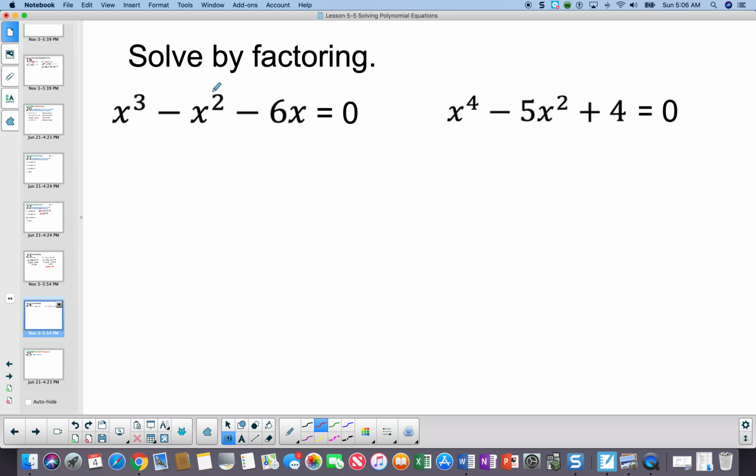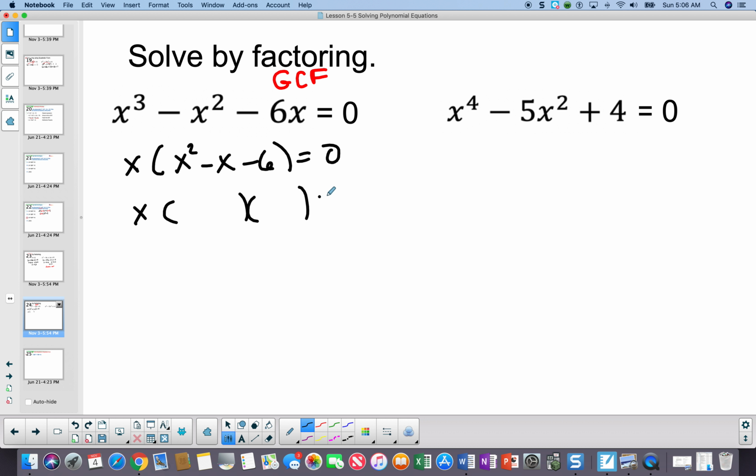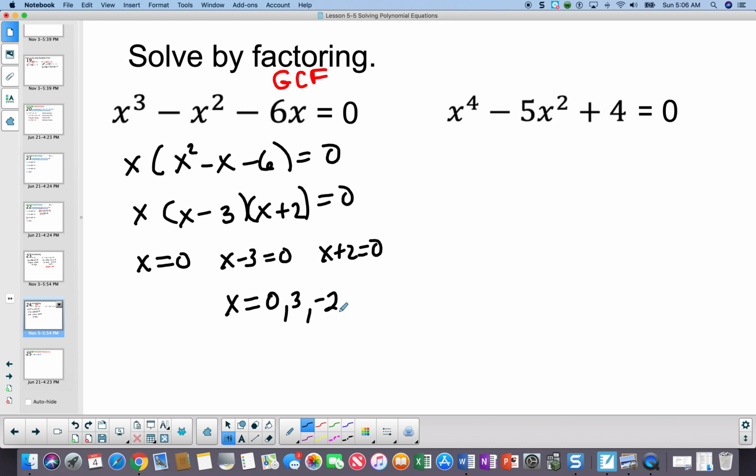Okay, now let's go ahead and solve by factoring. Now these aren't quadratics, and we're going to use some of the techniques we just talked about. I'm going to try to use the GCF because I notice there's an x in all of them. So I'm going to go x times x squared minus x minus 6 is equal to 0. And then I'm going to try to factor this quadratic. So it's x minus 3, x plus 2. I'm going to set each factor equal to 0. And so I'm going to get 3 answers: 0, 3, and negative 2.